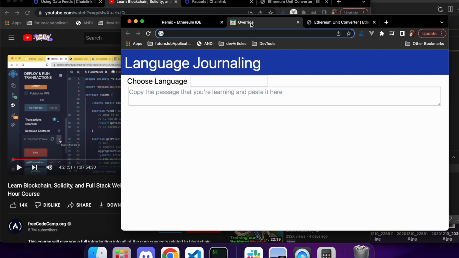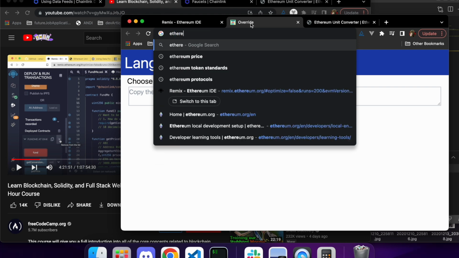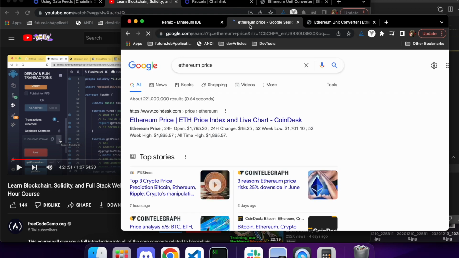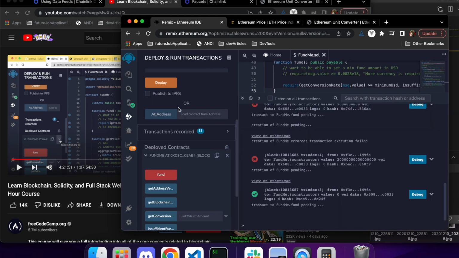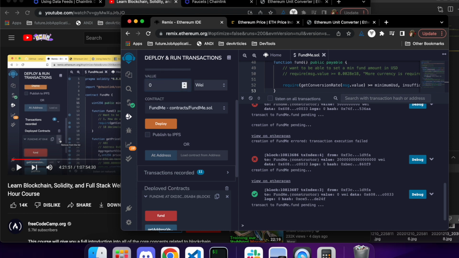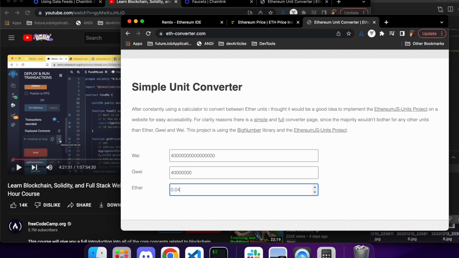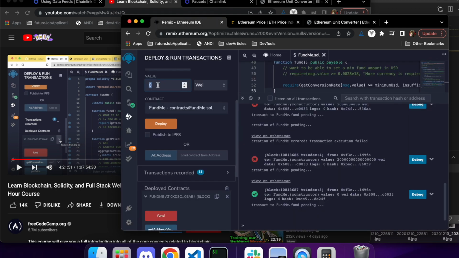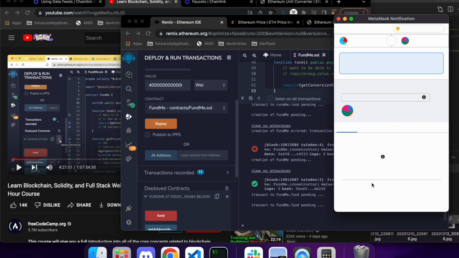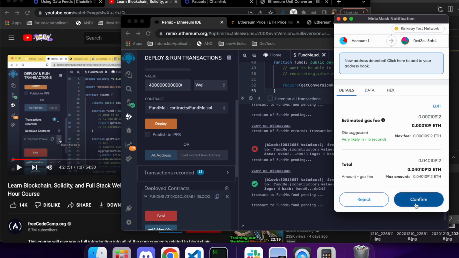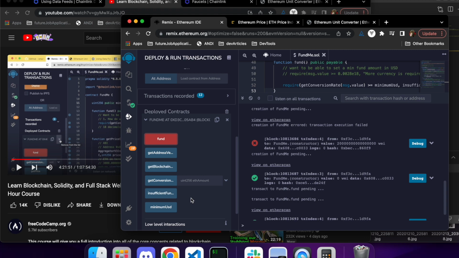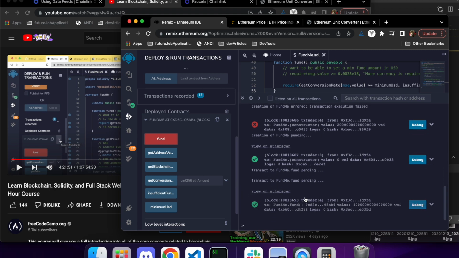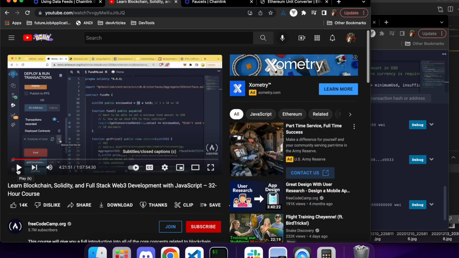So Ethereum. I need to purchase more Ethereum. Just as an aside. Confirm. And hey, look, we've funded it. So. Yay, go us. We just basically redid the whole thing.